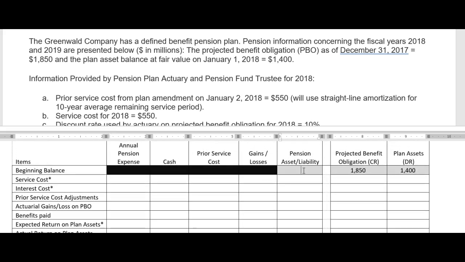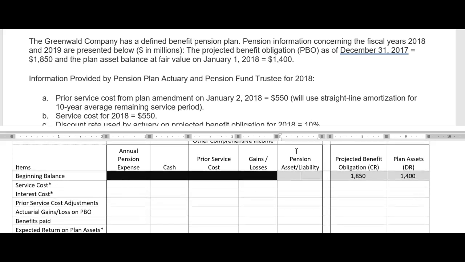So any time I use this pension asset liability, it's just so I can balance my equation quite nicely. Really, all this column is, of course, a debit is a positive because an asset's positive, and then here our liability would be a credit. So the typical thing we would want here would be a debit, because we would want a pension asset. What does that mean? Well, when we have a pension asset, that means our plan assets exceed our PBO. In other words, we have plenty of assets to cover our projected obligation.